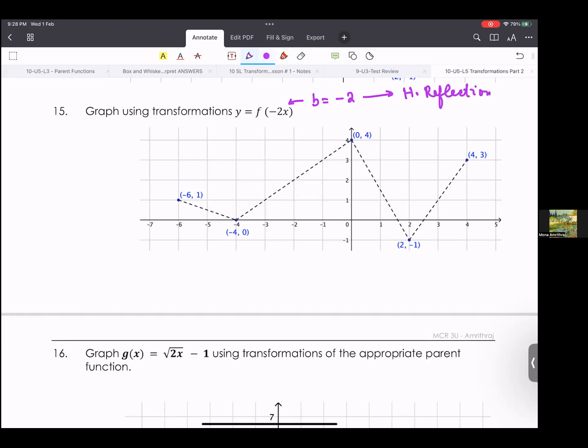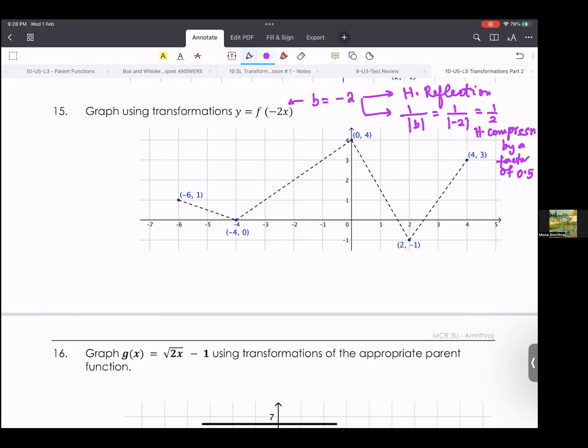There is a horizontal reflection. And also, there is a stretch by the magnitude of b, which is the magnitude of -2, which is just going to be 1/2, right? So that means there is a horizontal compression, right? It's a horizontal compression by a factor of 0.5. That means all the x values get multiplied by 0.5.